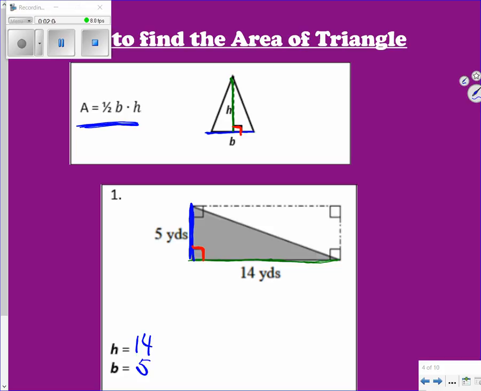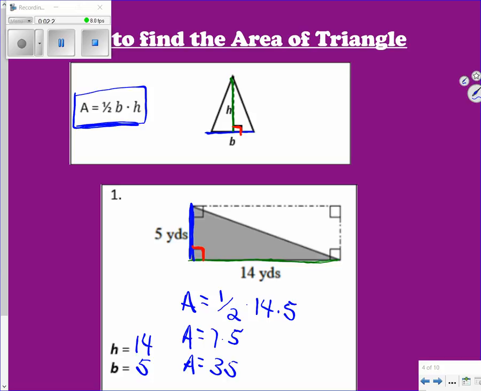So once we've found our base and our height, all we have to do is plug it back into our formula. So our area equals 1/2 base times height. So our area is going to equal 7 times 5, which means the area of this shape is 35 yards squared. Always remember to add that yards squared at the end, because when you find area, it's numbers times numbers and units times units, so it's units squared.